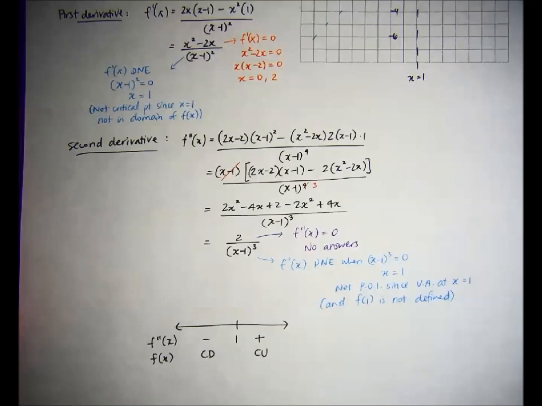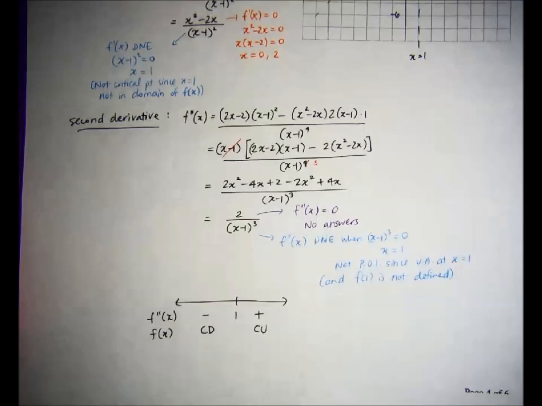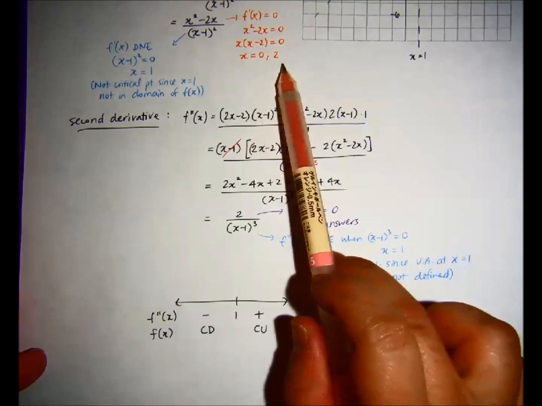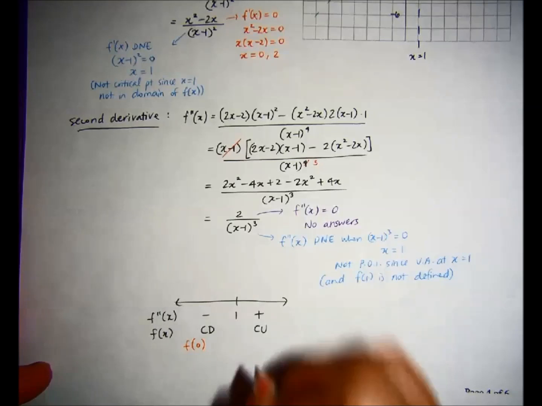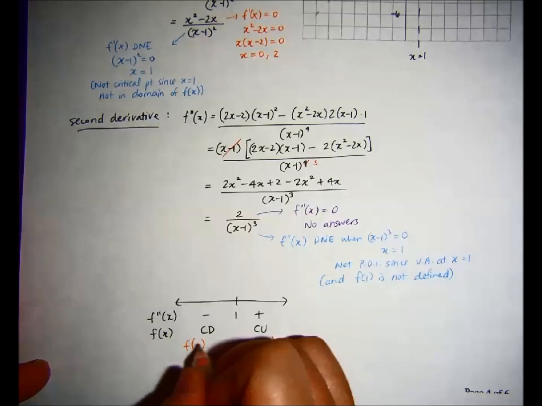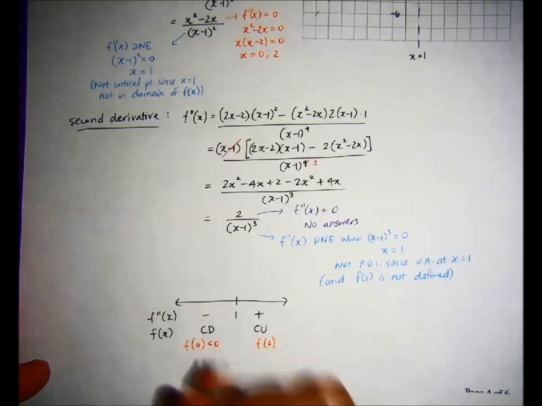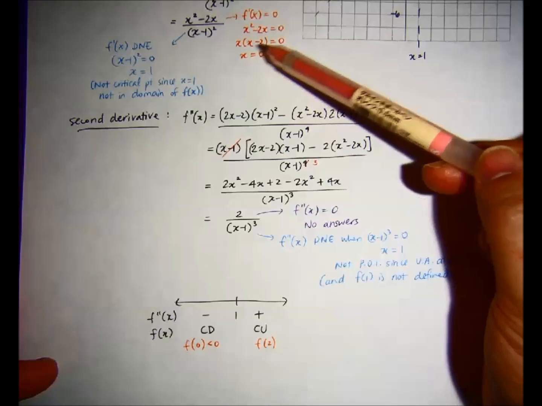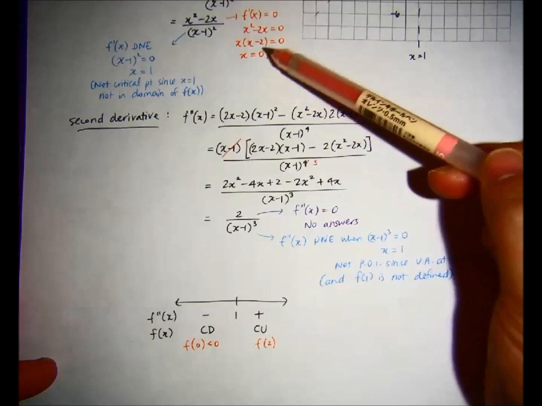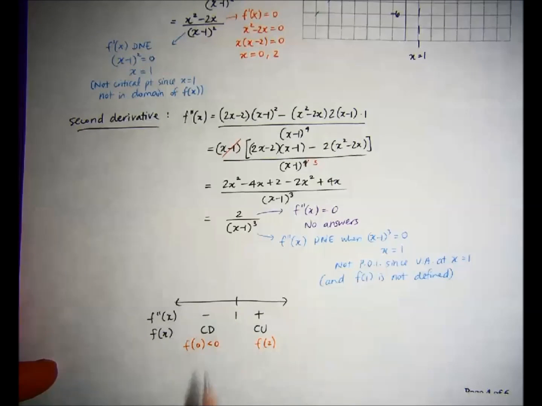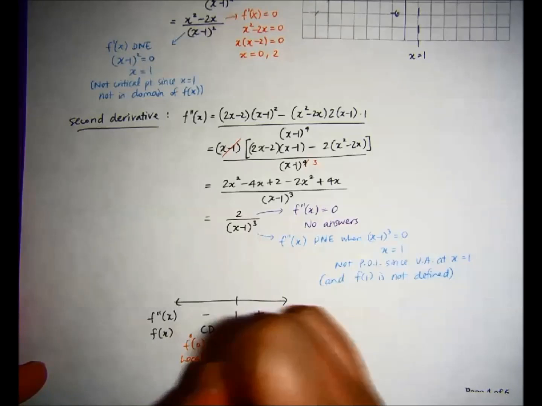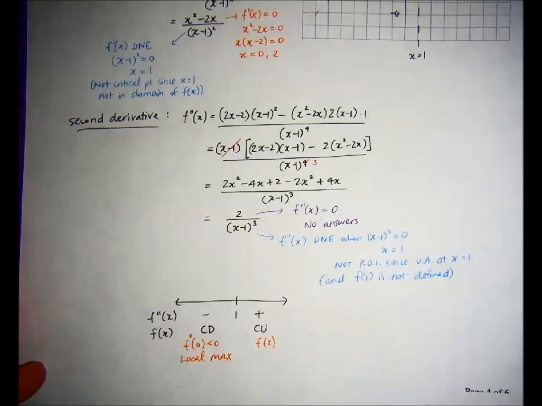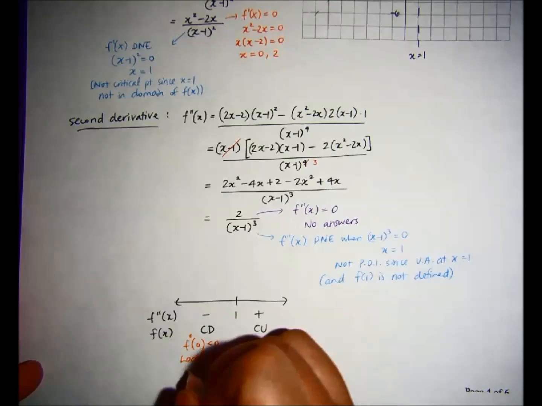And then going back to where our critical points were, up here at x equals 0 and x equals 2, this is where f of 0 would fall, and this is where f of 2 would fall. Okay, so at the critical point x equals 0, the derivative is equal to 0, and the second derivative is negative, so that means that we are going to have a local maximum. And the local maximum at f of 0 will be 0, 0.